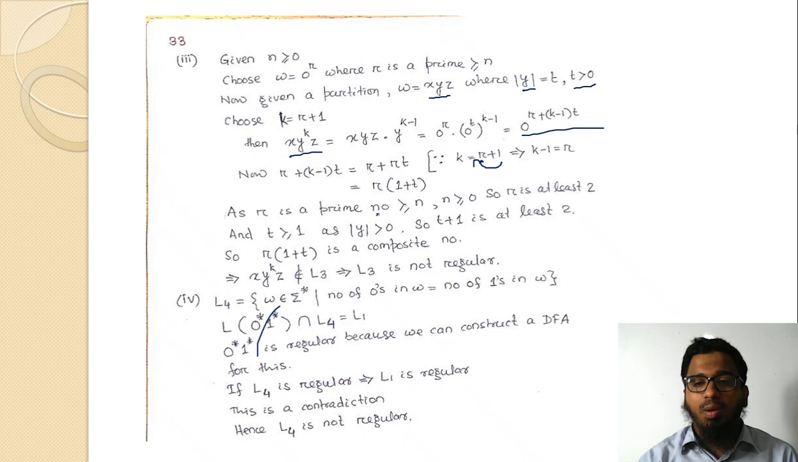As r is a prime number greater than n, and n greater than 0, r is at least 2, and t is at least 1 as y is greater than 0, so t plus 1 is at least 2. So r times (1 plus t) is a composite number. So x y to the power of k z does not belong to L3. L3 is not regular.